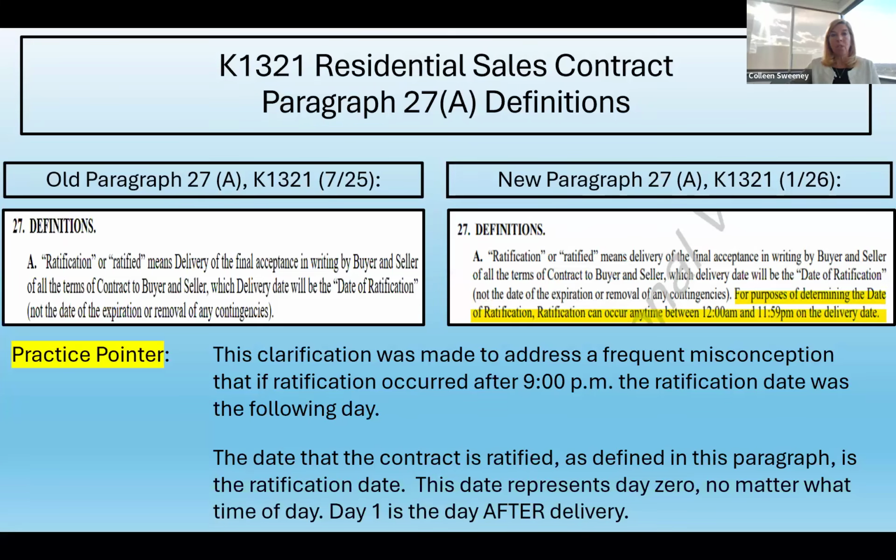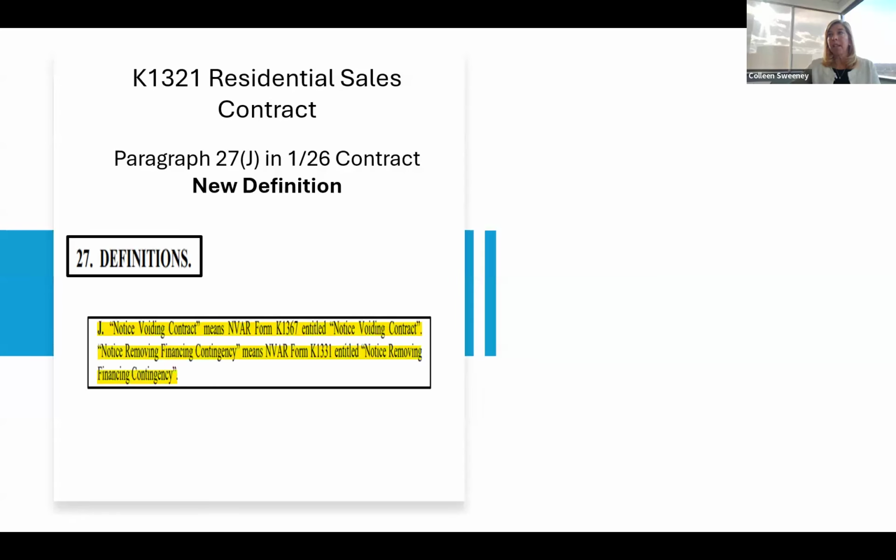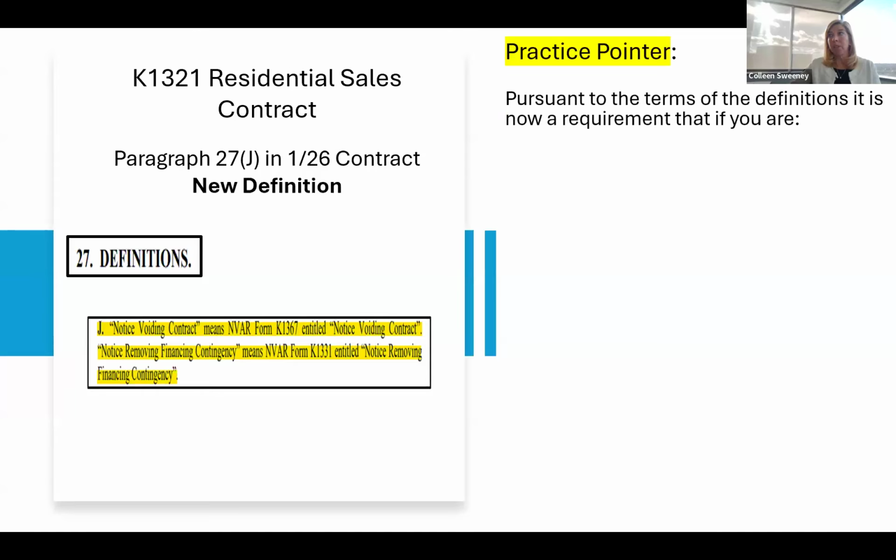All right, so this one is the new definition in paragraph 27. Notice Voiding Contract means NVAR form K1367 entitled Notice Voiding Contract. Notice Removing Financing Contingency means NVAR form K1331 entitled Notice Removing Financing Contingency. So let me talk you through some practice pointers here.